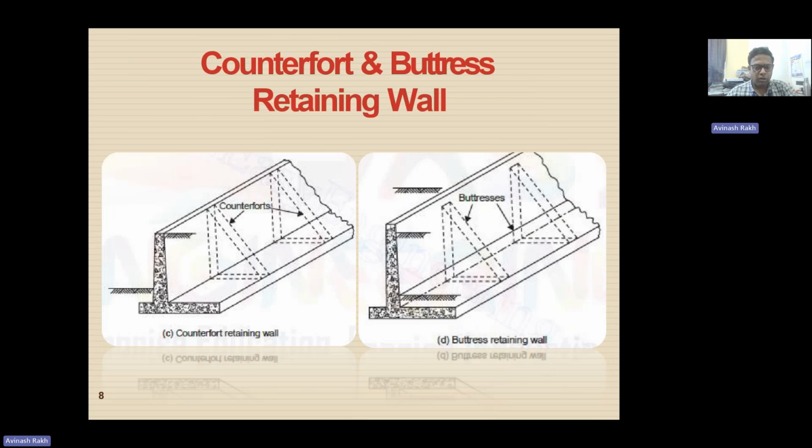Counterfort and buttress retaining walls are explained as per the video. So this is the classification of retaining wall, then its types. After that, we're going to see the types of earth pressure, active pressure and passive pressure, in detail. Thank you.